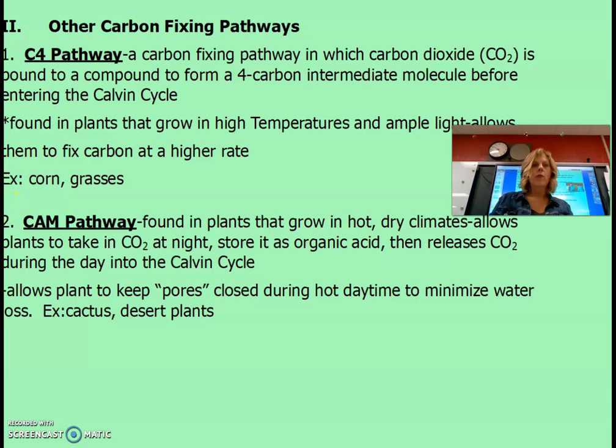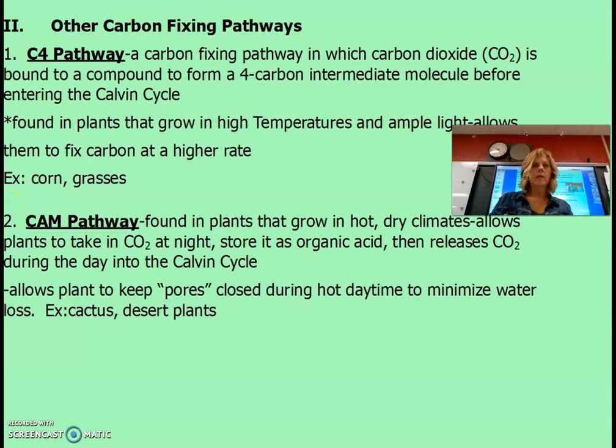So one of the things that we see, I'm going to move this over just a little bit, is something called the C4 pathway. This is a carbon fixing pathway in which carbon dioxide is bound to a compound to form a 4-carbon intermediate molecule. Remember, all the ones we talked about in that last step were these 3-carbon molecules. But there's a special little mechanism in some plants that allows them to build a 4-carbon intermediate, like a partway-there molecule before it goes into the carbon cycle.